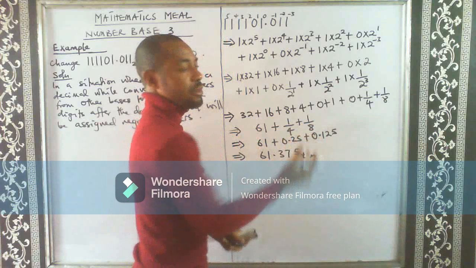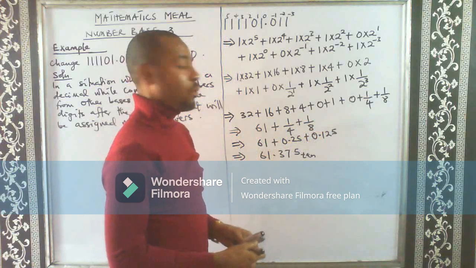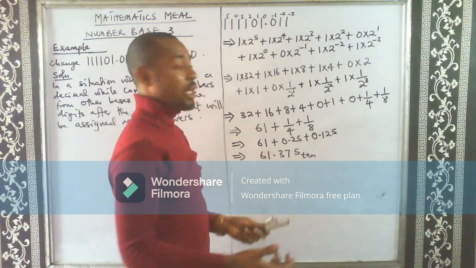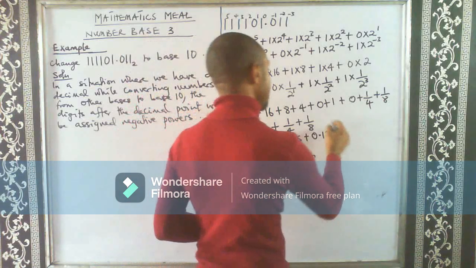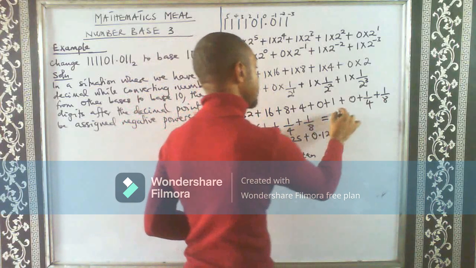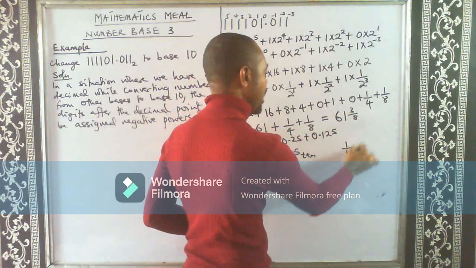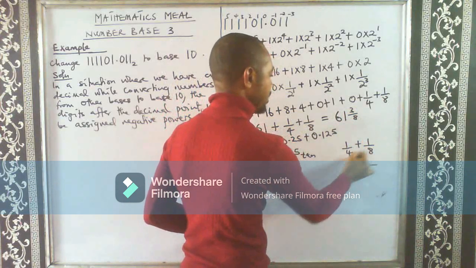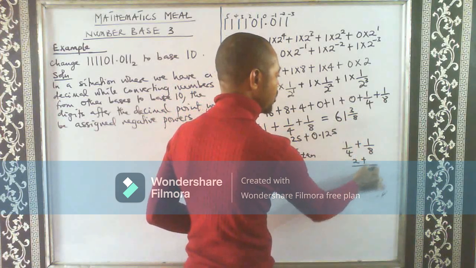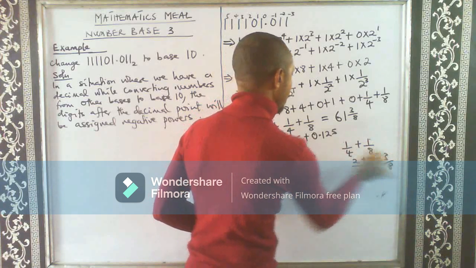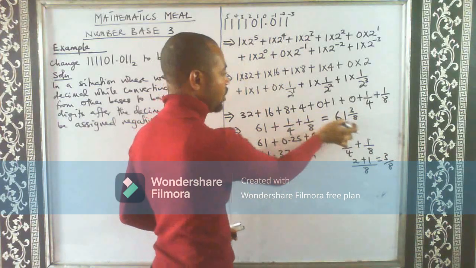Or you can add these two as fractions. When you add these two as fractions, what are you going to have? You're going to have 3 over 8. So this can still be written as 61 and 3 over 8. Because when you add 1 over 4 plus 1 over 8, remember how we add fractions: we're going to have 8 as the denominator. 4 divided into 8 is 2, times 1 is 2. 8 divided into 8 is 1, 1 times 1 is 1. So we have 3 over 8. So 1 over 4 plus 1 over 8 will give us 3 over 8, and when you add 61 to it, you have this.